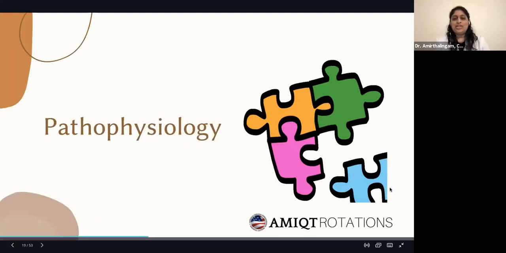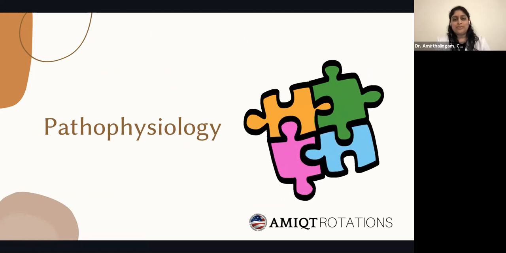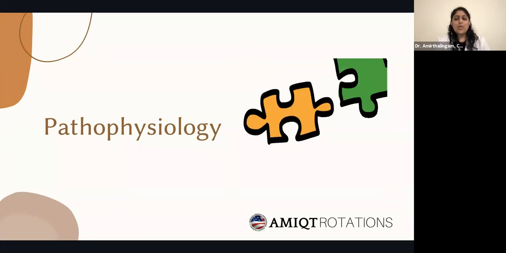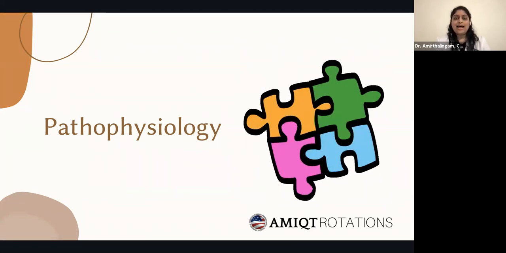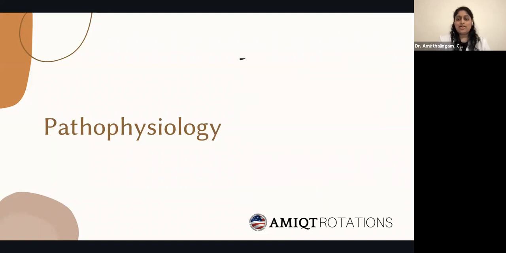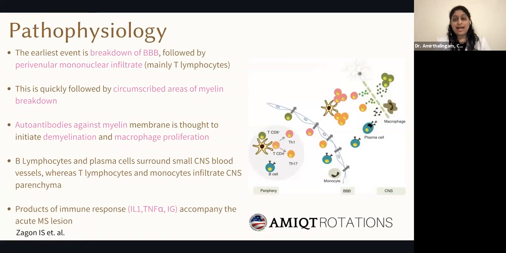So, pathophysiology. Now that we understand a little bit more about multiple sclerosis and its epidemiology, what exactly occurs on a molecular level and how does this demyelination process occur? The first event that happens in multiple sclerosis is a breakdown of the blood-brain barrier. As we can see here from the image, the blood-brain barrier is very tightly regulated as to what can enter the central nervous system. So in multiple sclerosis, T cells and B cells start invading into the central nervous system.